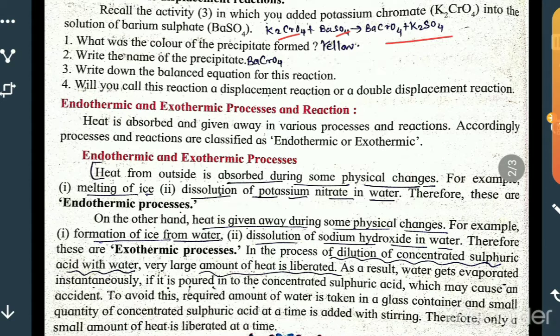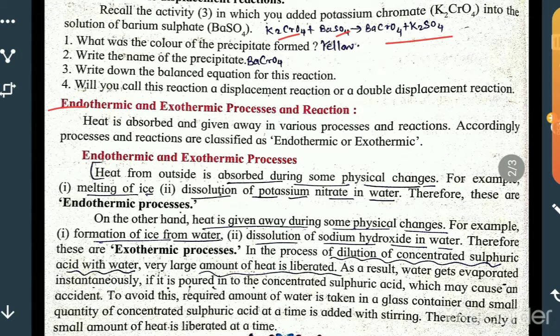Okay, then the next point, endothermic and exothermic process and reaction. Students, wait for a while and just remind that we have studied 4 types of chemical reactions. First is combination reaction, second is decomposition reaction, third is displacement reaction, and the fourth one is double displacement reaction. Okay, now the next point is endothermic and exothermic process and reaction.